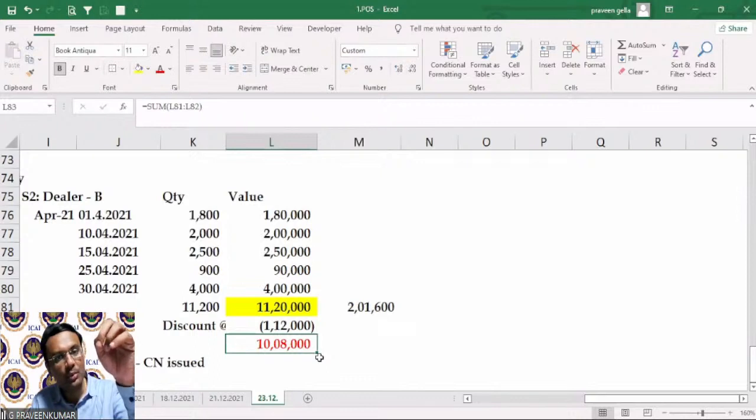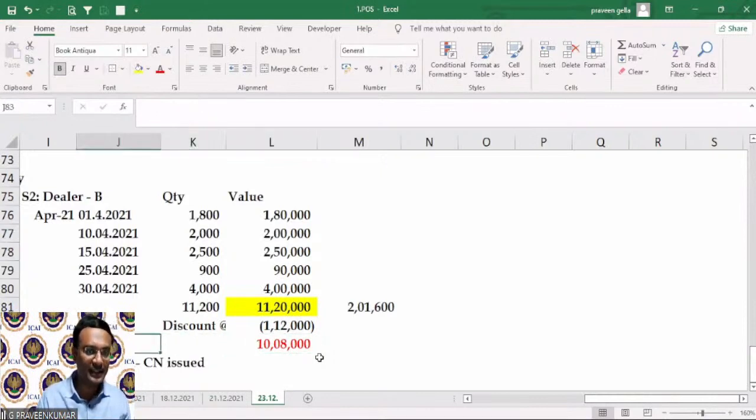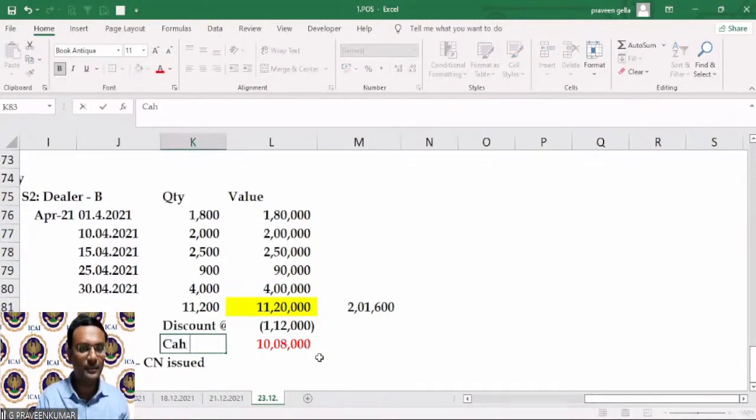Why? This dealer B makes a cash payment to this particular ITC only to the tune of 10,08,000. The question Janaki asked a while ago: sir, in the case of a book house, when I sell a book for 150, I get only 130, so why should I pay tax on 150? Similarly, in this case of dealer B, though ITC has made sales of 11,20,000, they get a cash inflow. I would say this is a cash inflow.